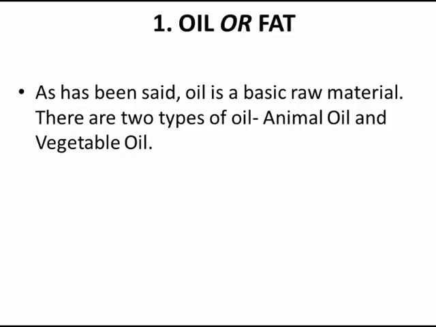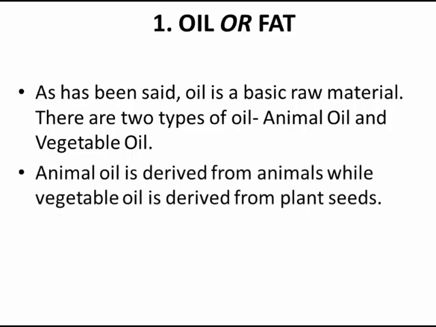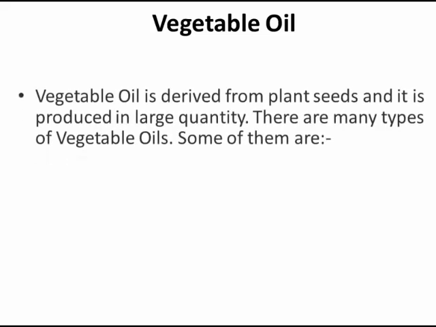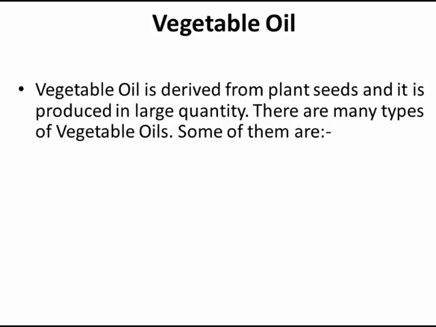As we have said, oil is the basic raw material. There are two types of oil. We have the animal oil and we have vegetable oil. Animal oil is derived from animal, while vegetable oil is derived from plant seed. The major thing people use in production of soap is vegetable oil. Vegetable oil is derived from plant seed and it is produced in large quantity.